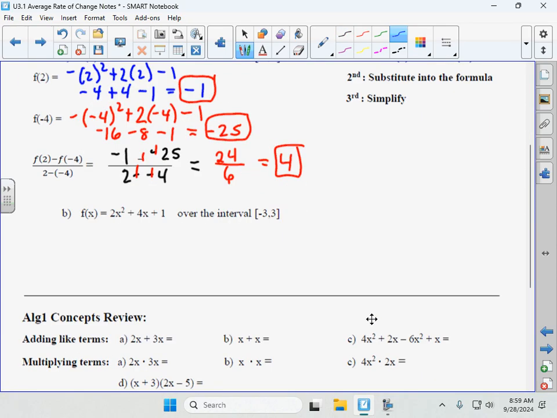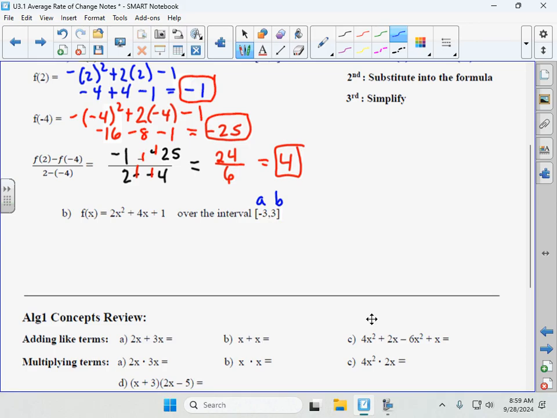All right, and then let's go ahead and do this next example. f of x equals 2x squared plus 4x plus 1. And we're using the interval -3 to 3. All right, so again, -3 will be our A value. +3 will be the B value. So it's kind of in order, alphabetical.